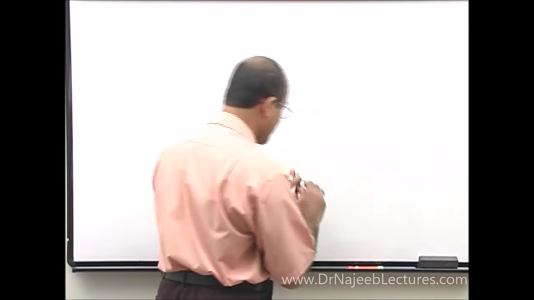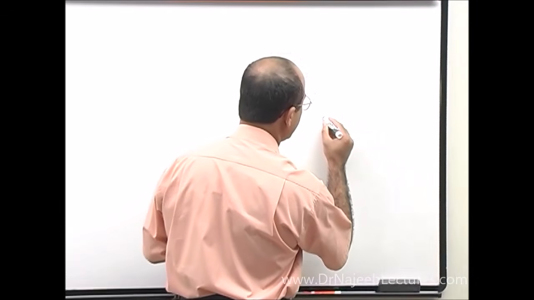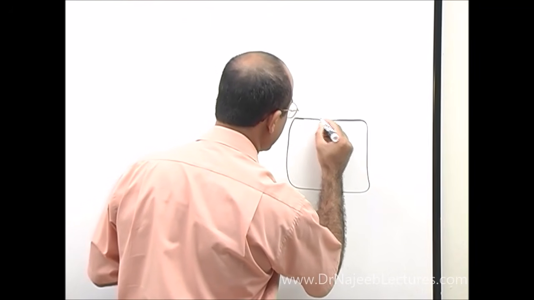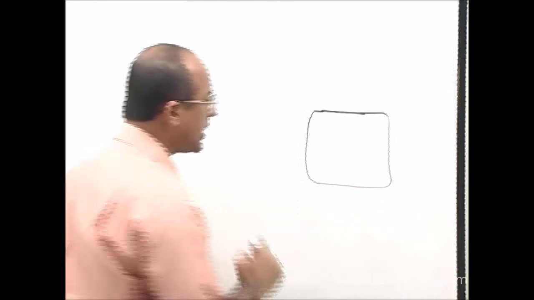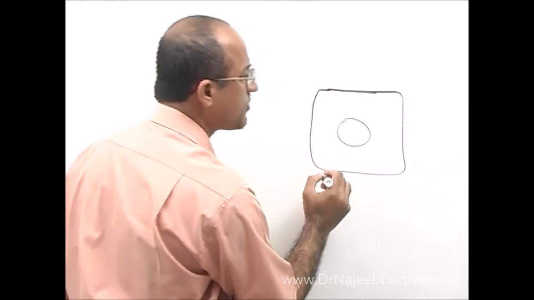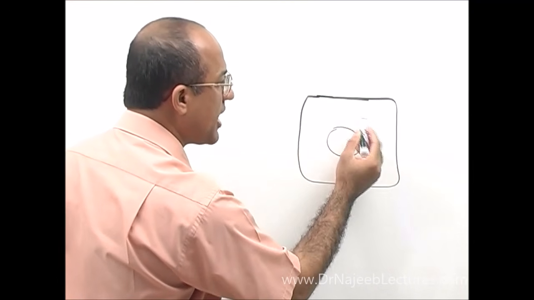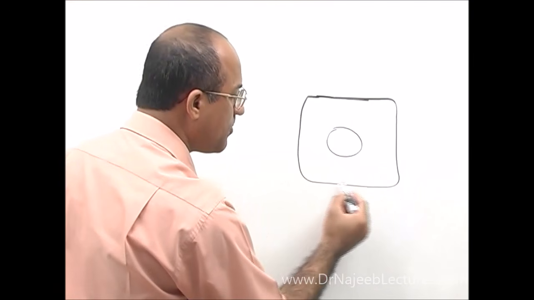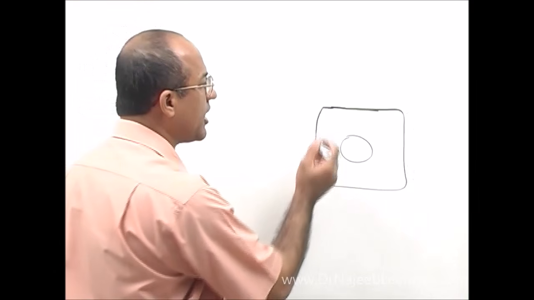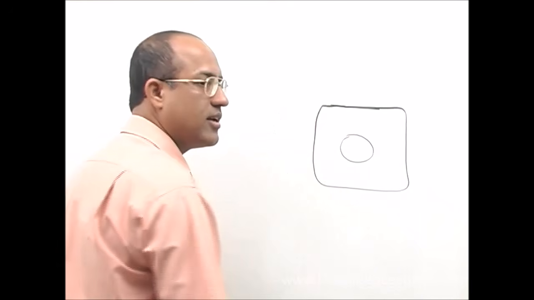Let's suppose here is a cell. Suppose we take a typical cell here, right? Now all of you know that a cell has a basic structure. It has a nucleus and there is cytoplasm and it is surrounded by the cell membrane, right? Now we will go into detail of the structure of the cell membrane.